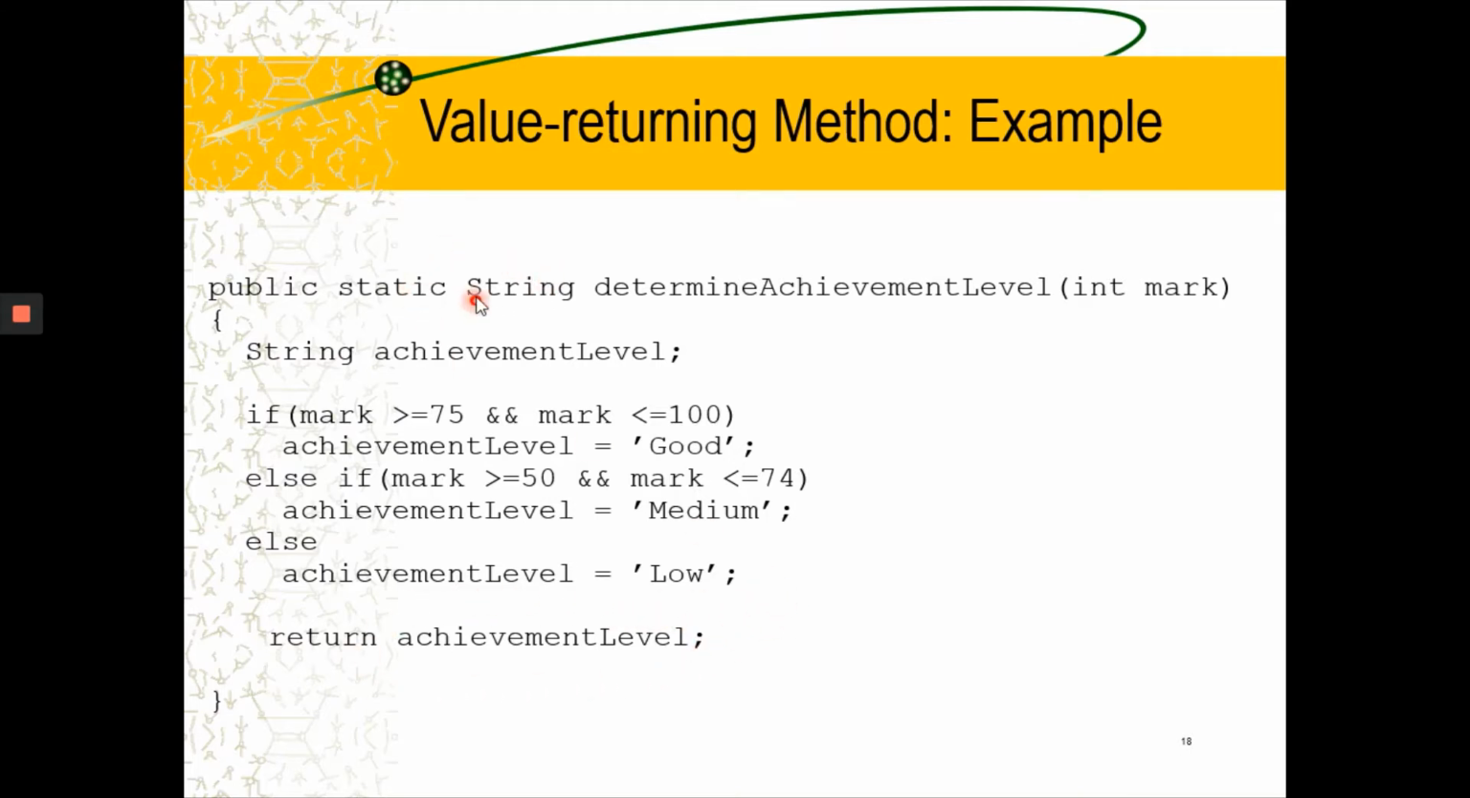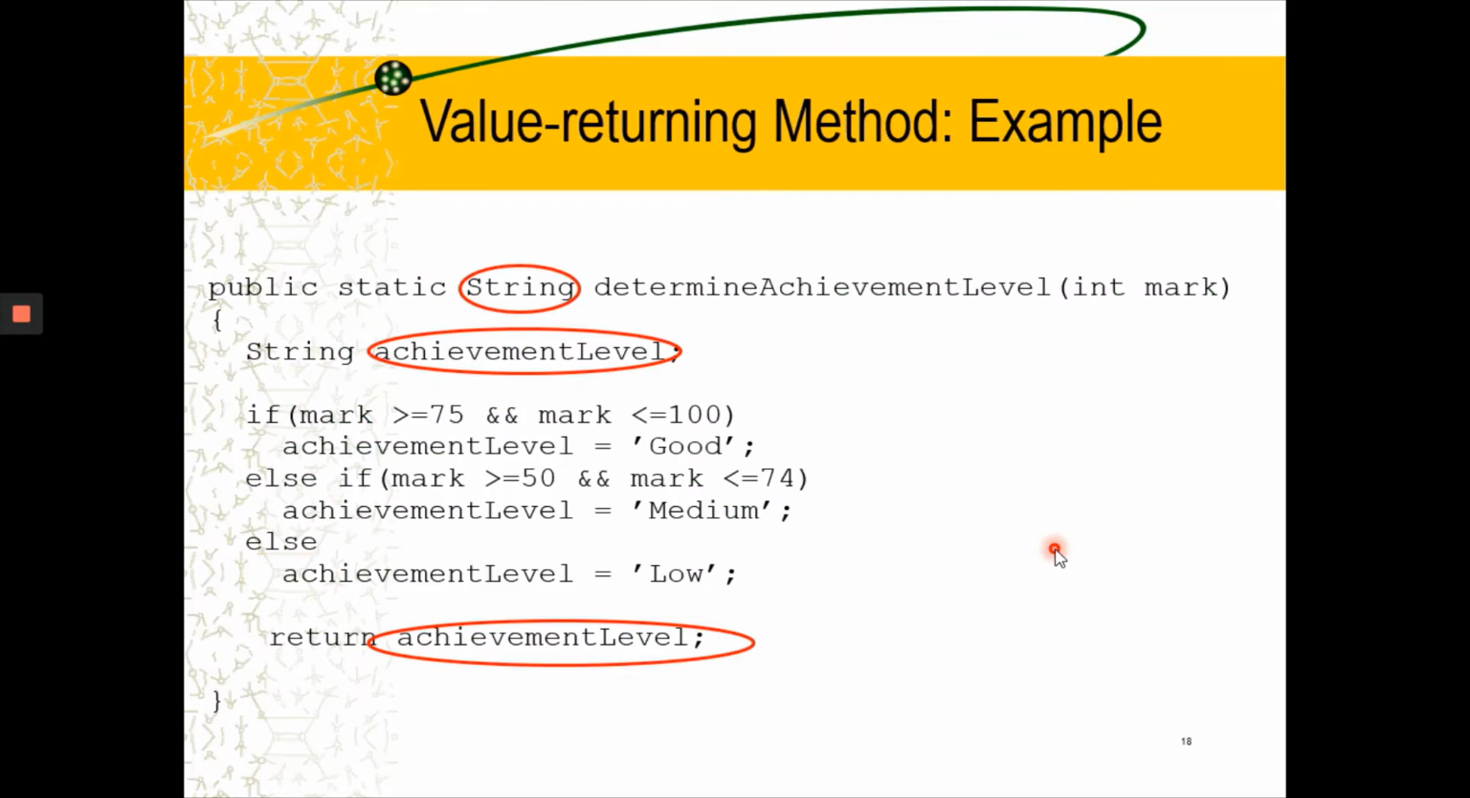So why do we use string here? Because the achievement level that we are returning is a string data type. So it is similar for the method header, for the variable declaration, and also for the data type that we are returning. The value of the variable that we are returning is holding a string. That is why you use string here.